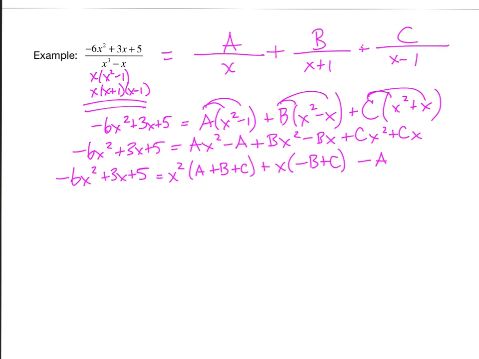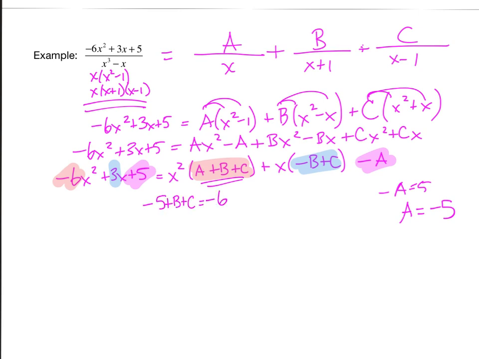So again, I try to color code things for you when I can. This has to equal -6, and this is going to have to equal 3, and this -a is going to have to equal 5. So in fact, right this very second, since -a equals 5, I know that a is -5. Okay, so let me rewrite this equation with the -5 in there. So -5 plus b plus c has to equal -6. In other words, b plus c equals -1.